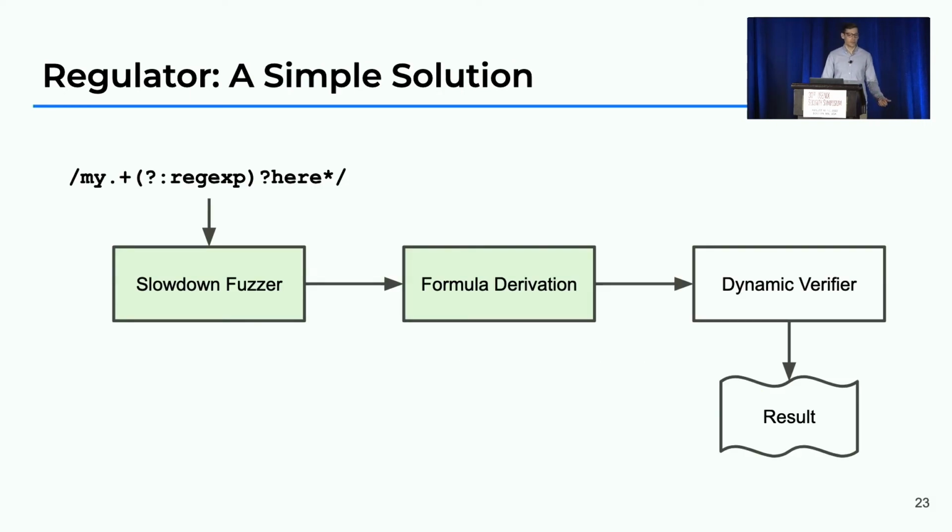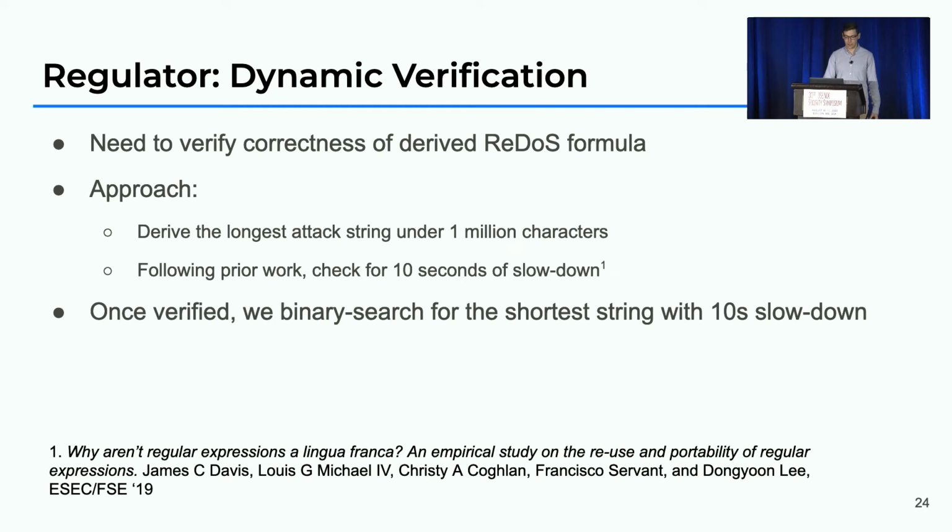We take the output from that formula derivation procedure, and then we feed it into our dynamic verifier. Here, the entire goal is just to make sure that this is in fact an example of ReDoS. And what we do is we immediately find the longest attack string which is under 1 million characters, and we see if it causes 10 seconds of delay when we're executing it.